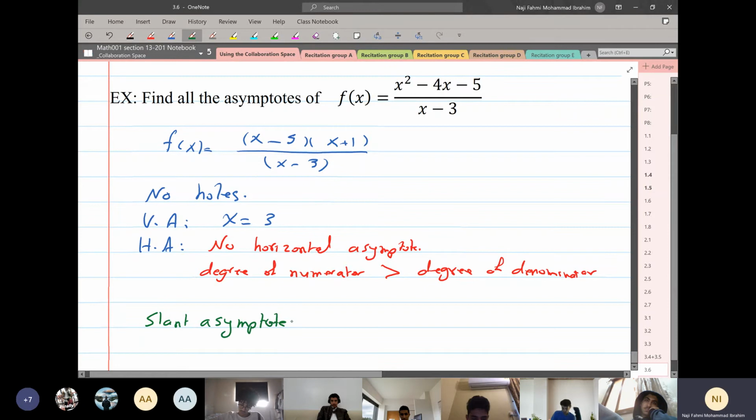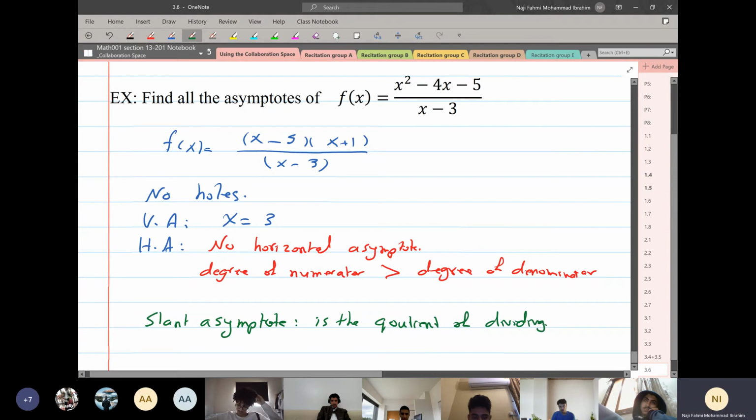Slant asymptote. Now let's find that slant asymptote. The slant asymptote is what now? Is the quotient of dividing. Now how can I divide?